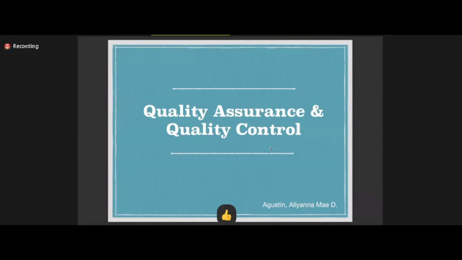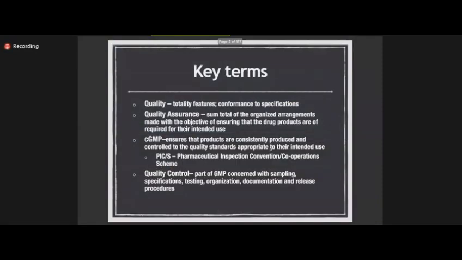Our recording is in progress. So first, we go to the key terms or key terminologies used in quality control or quality assurance. So when we say quality, no, so the totality of the features of the product and its conformance to specifications, no? So 'di ba when we see a product, sabi natin maganda ang quality based on the overall features, no? The color, the odor, the taste of the drug or the effect of the drug, no? The side effects, the safety, the effectiveness, no? The totality of the whole product and its conformance to specifications, no?